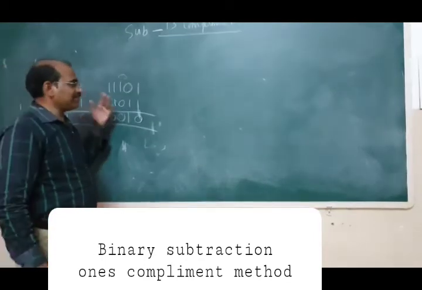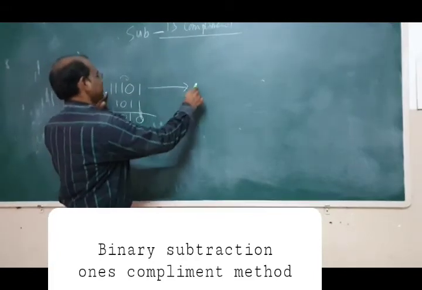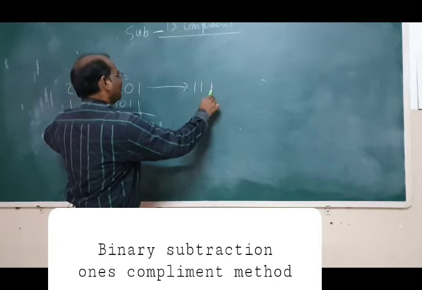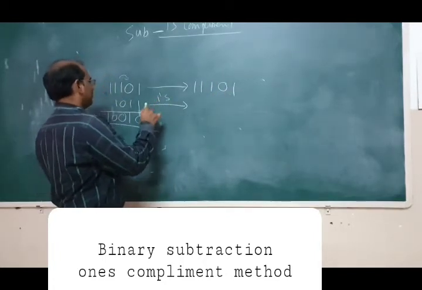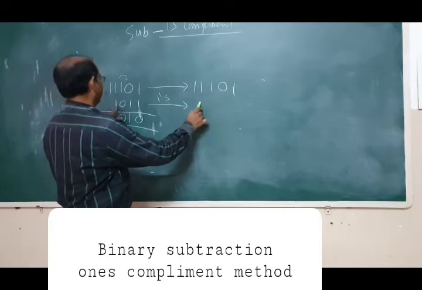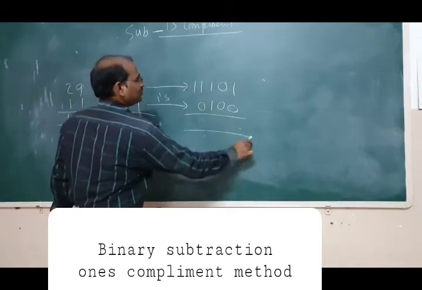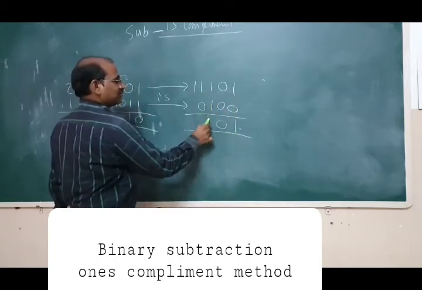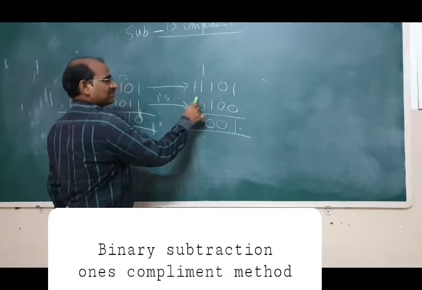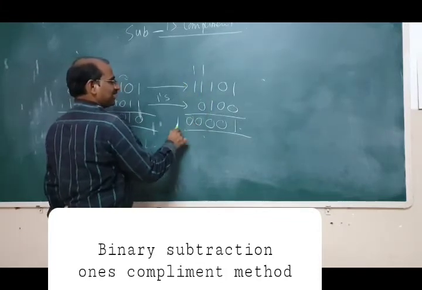Now we will do the same subtraction using the complements method. Write it as it is, 1 1 1 0 1, and write the 1's complement for this one. The 1's complement is 0 1 0 0. We add this one: 1 plus 0, 1; 0 plus 0, 0; 1 plus 1, sum 0, carry 1; 1 plus 1, sum 0, carry 1; 0 plus 0, 0; 1 plus 1, sum 0, carry 1.